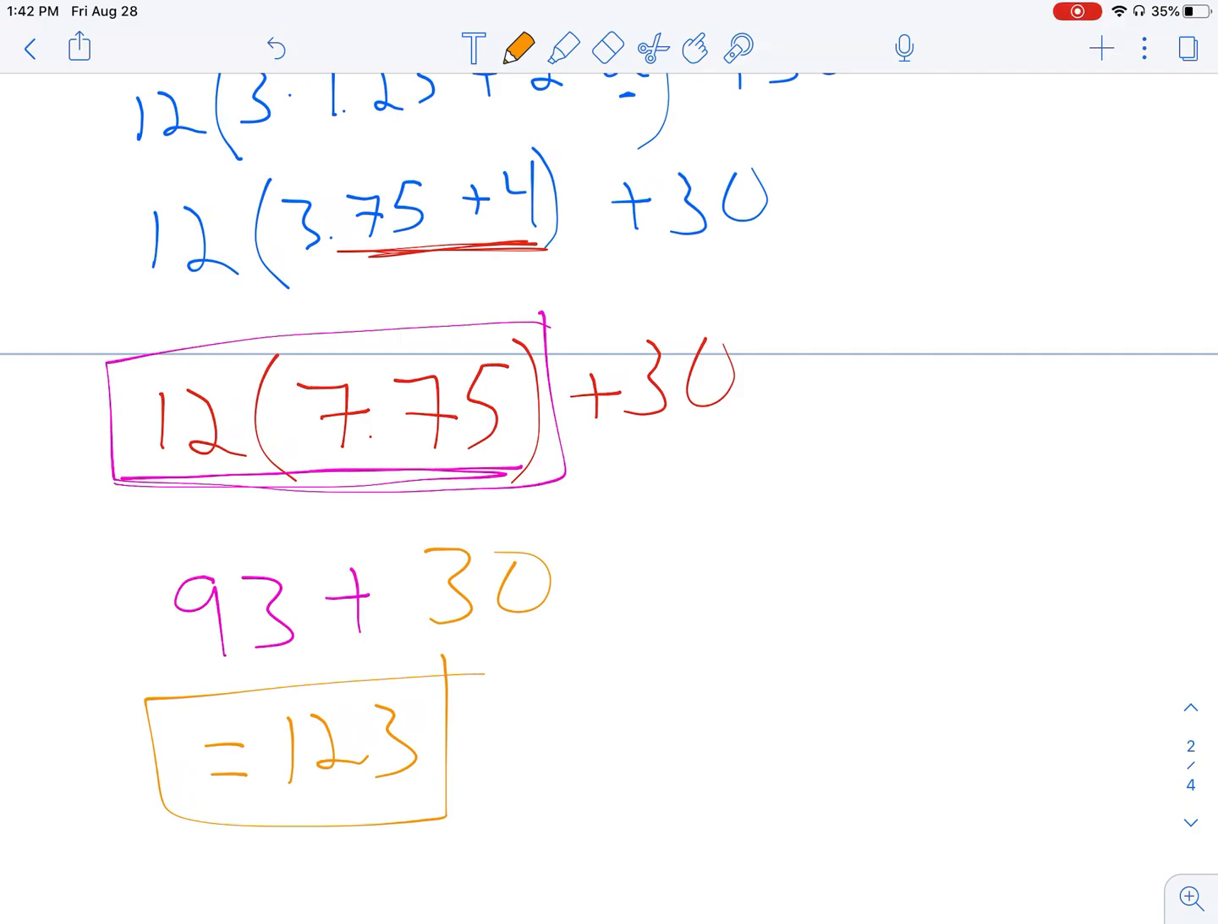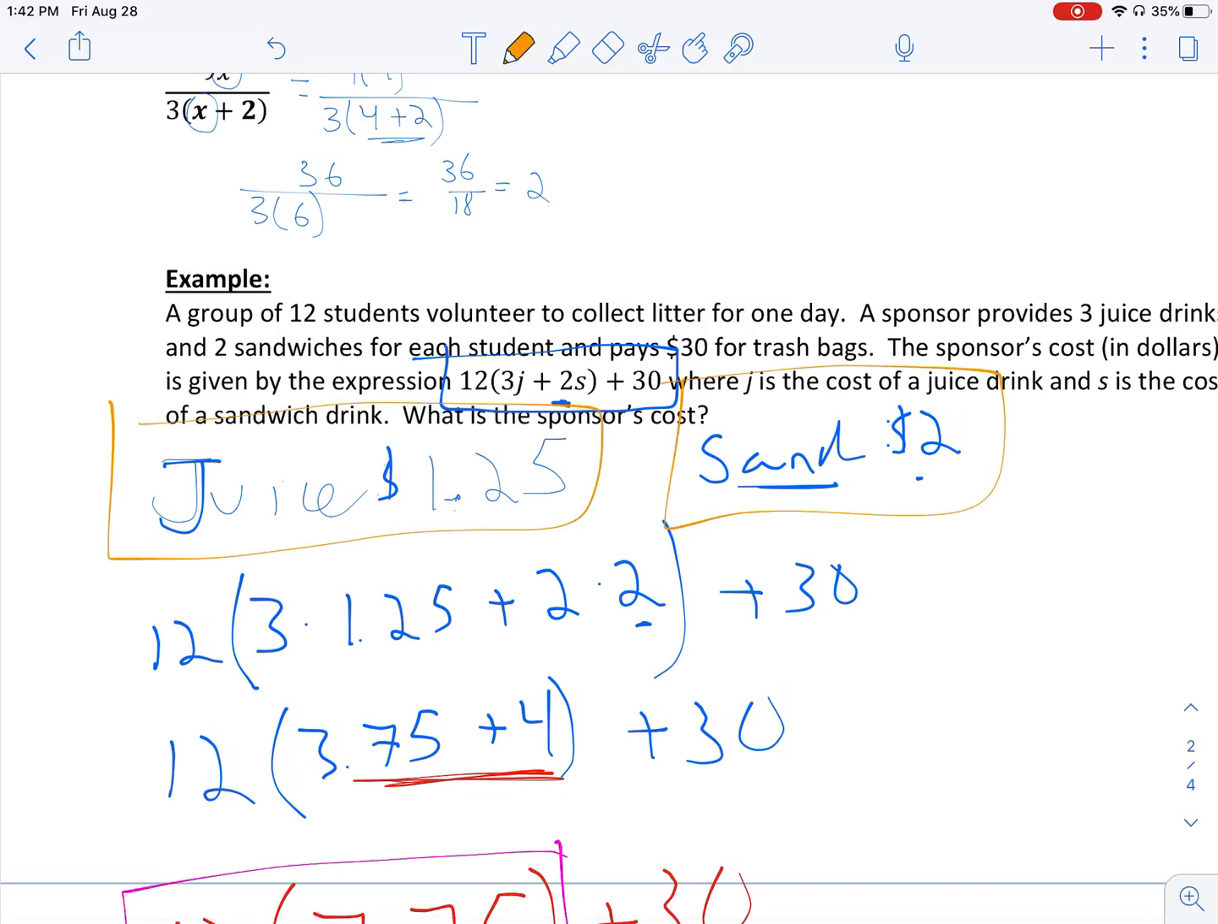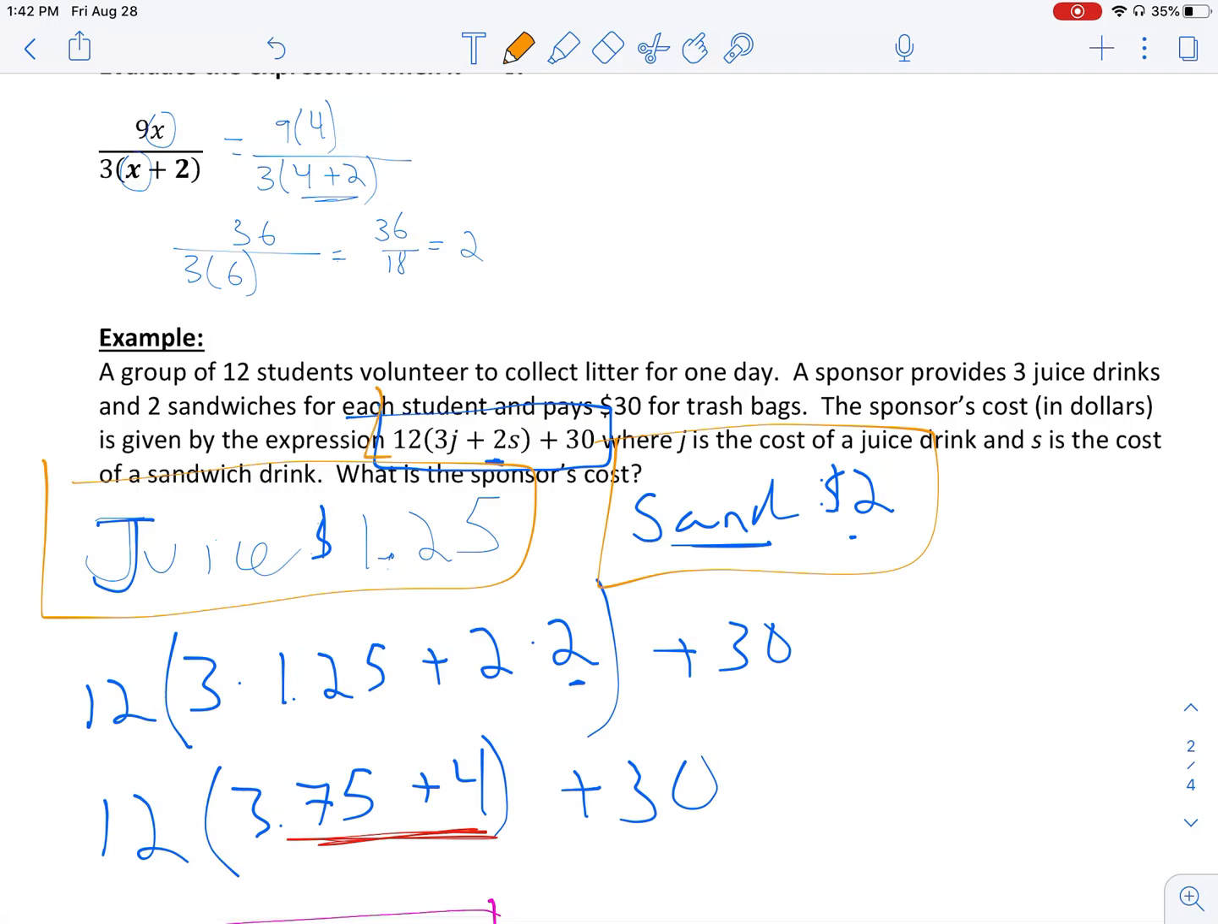Okay, so I apologize for the typo in that problem, but you needed to be told the cost of the juice and the cost of the sandwich. I forgot to put that in there. So there it is. Bottom line is this was your expression. Once you know what the value of J is and you know what the value of S is, you can plug those values in and apply your order of operations.